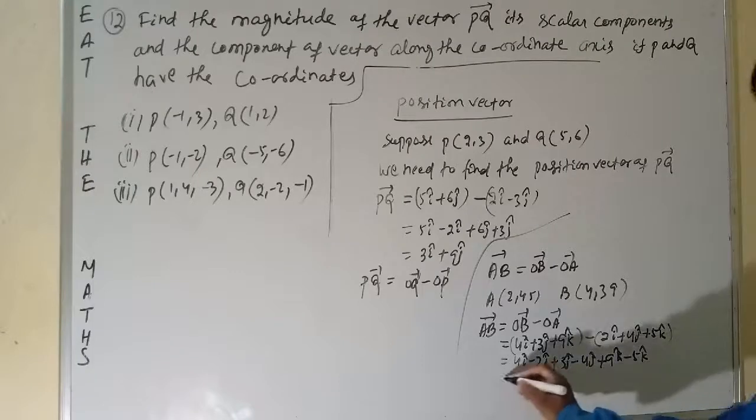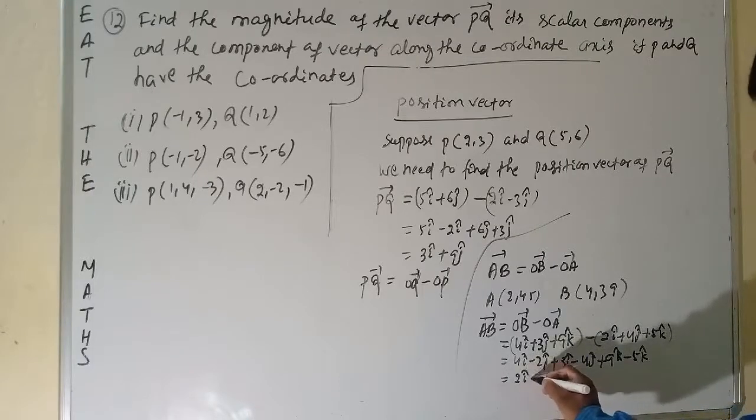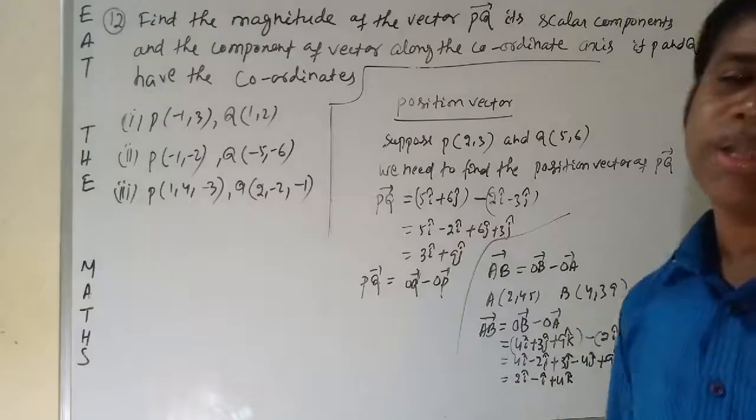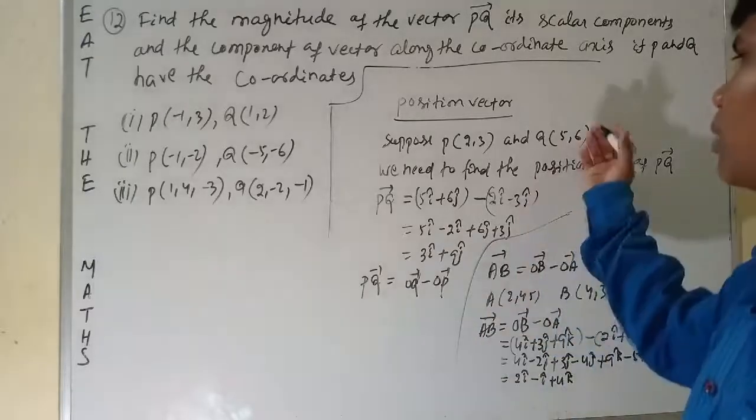4 minus 2, that is 2i cap. 3 minus 4, that is minus j cap. 9 minus 5, that is 4k cap. Try to clear your concept. Wherever you need the position vector from 2 points, you have to subtract the first point from the second point.